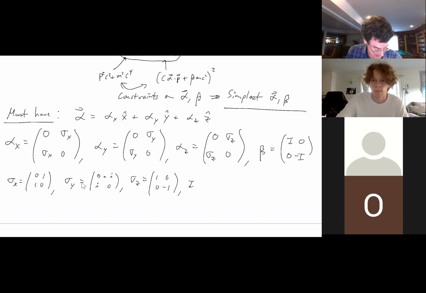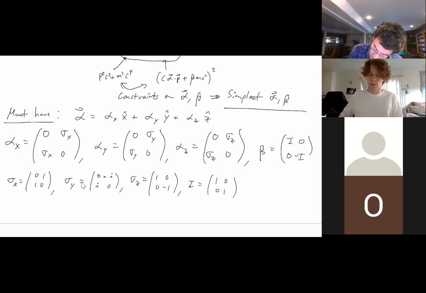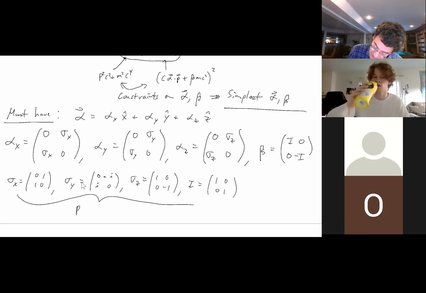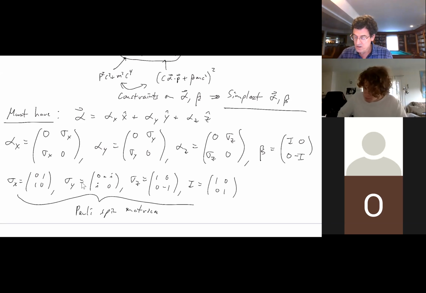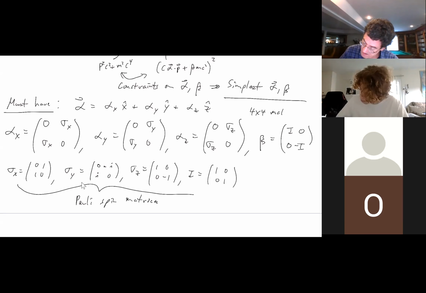Good, thanks. And so I is equal to 1 0 0 1. Where these are then, of course, what we now call the Pauli spin matrices. Okay, and so this is kind of a compact notation, because you see that these are actually 4 by 4 matrices. But nobody likes to write out 4 by 4 matrices, it's too much writing. And so we use this more compact notation.